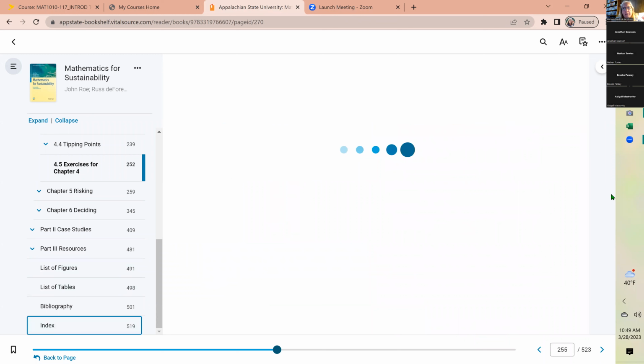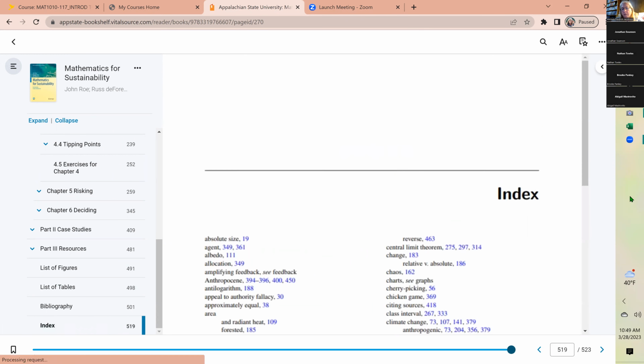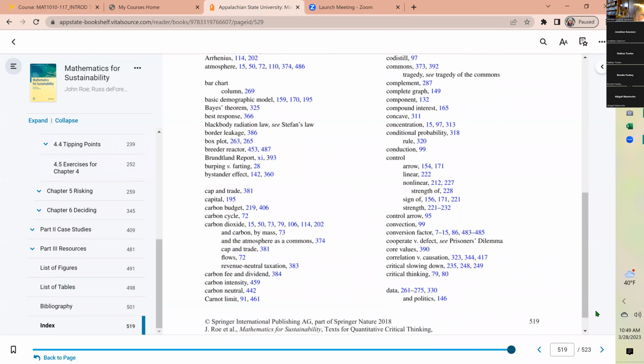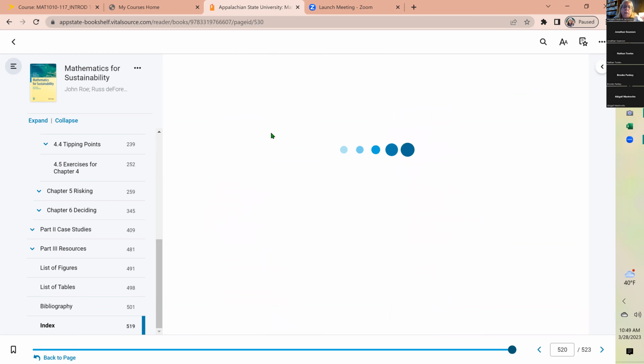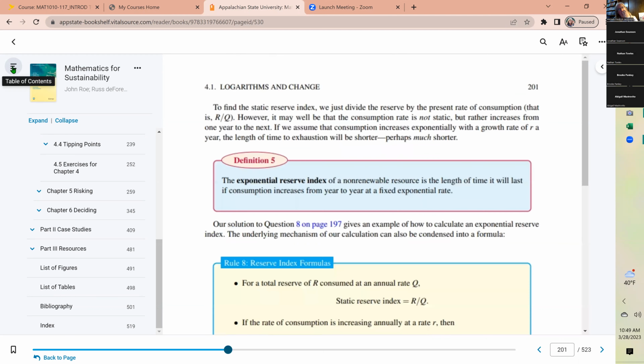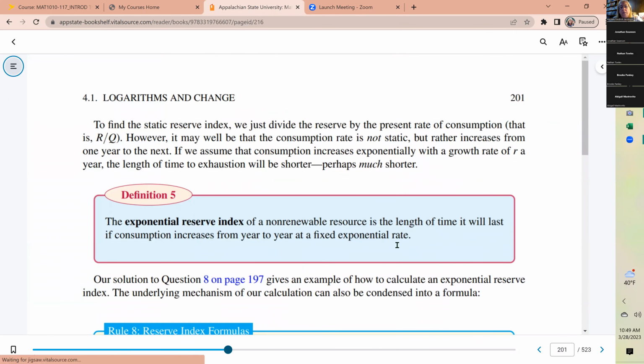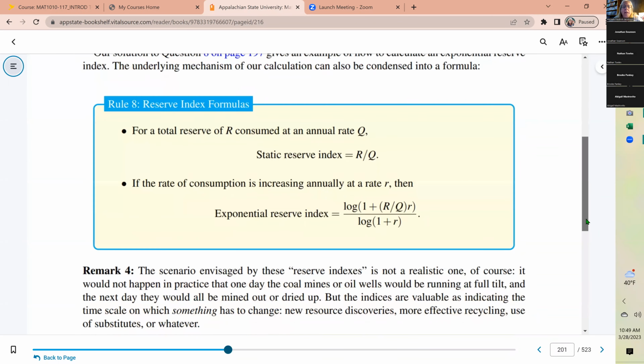So if you click on index, and then you just go to, what was the first one? Exponential reserve. Exponential reserve, page 201. It has the definition so you understand what it means. Here's the formula for static reserve and exponential reserve. So they're on page 201.